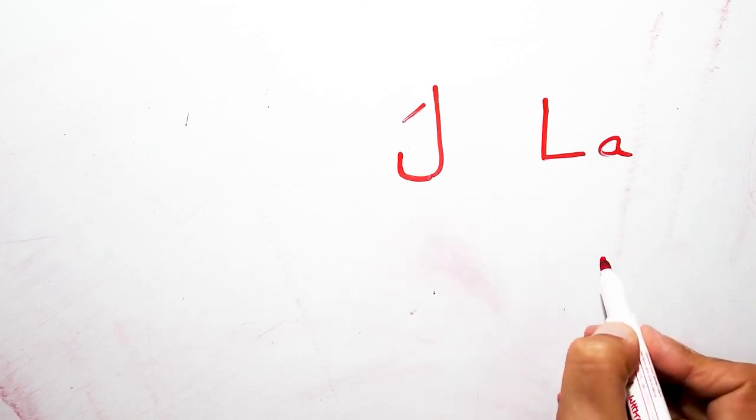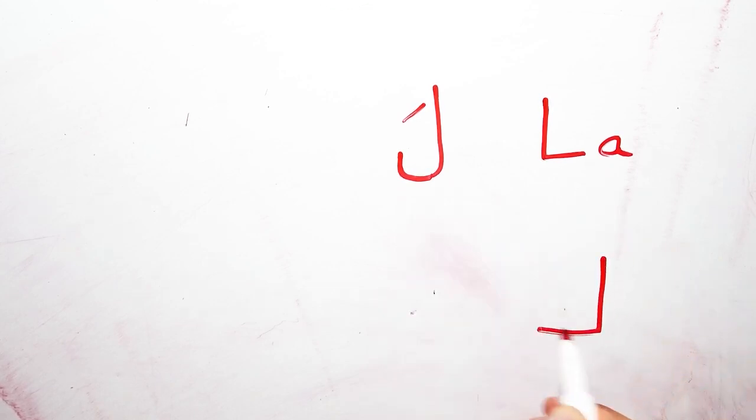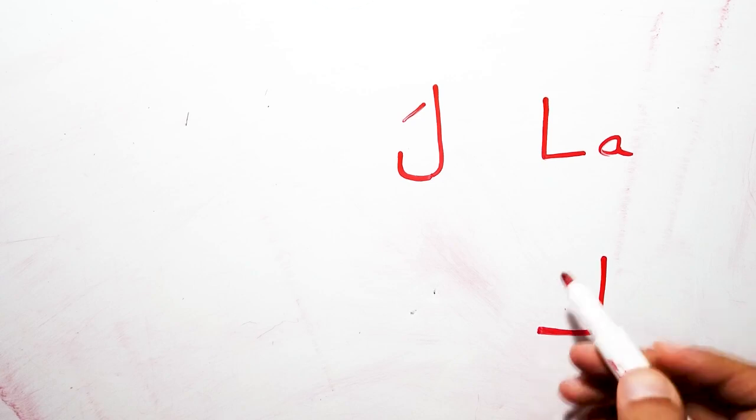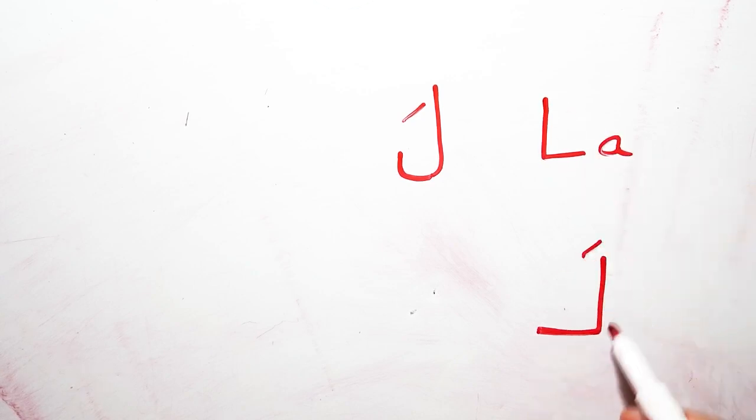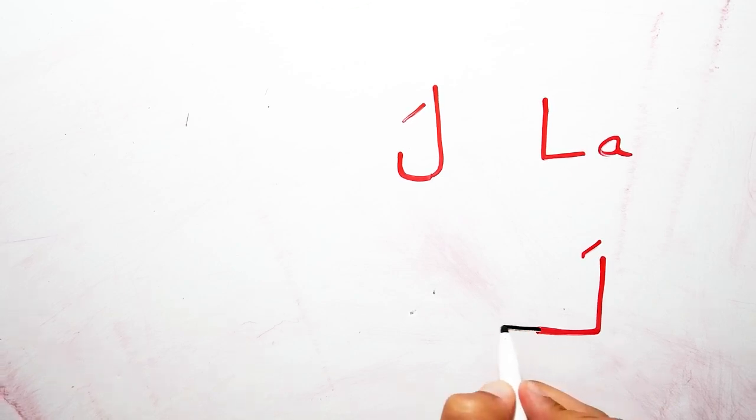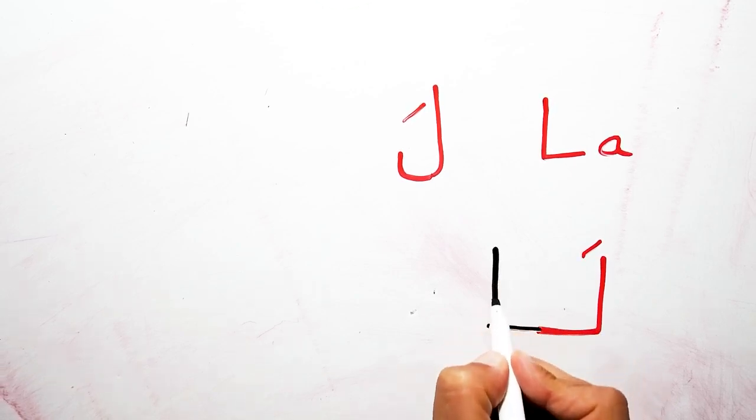Let's see. La in the beginning of the word is super easy. It's just like this. Like it's an inverted letter L. La in the middle of the word. I will add this line, and then I will add another inverted L. La, la, la. And finally, la in the end of the word.